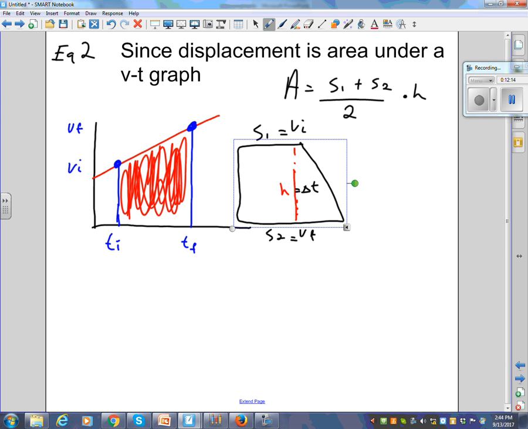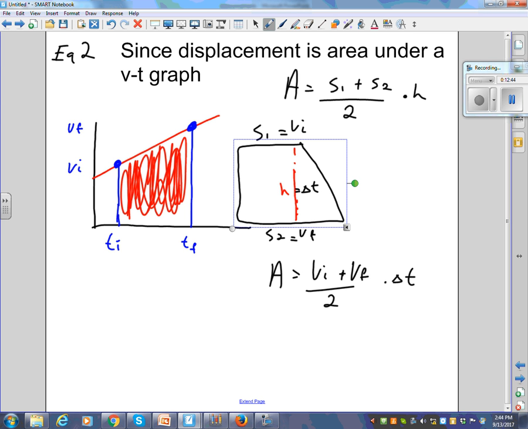So now let's write this formula for the area of a trapezoid, but instead of S1 and S2 and H, we're going to write it as area equals, not S1, but VI plus VF over 2 times height, which is my delta T.